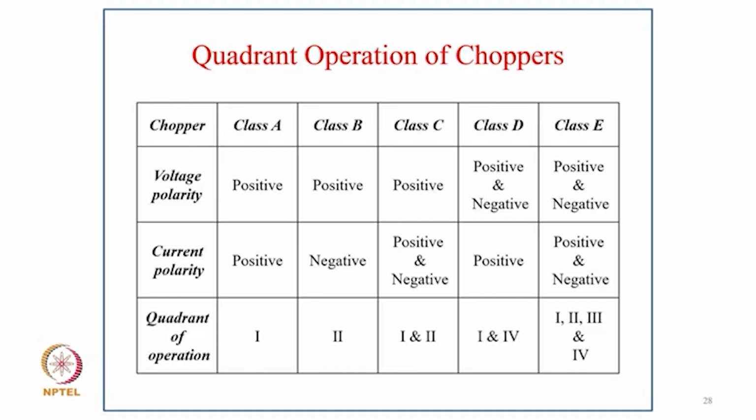Now coming to quadrant operation. In class A you have only positive voltage and positive current, in class B you have positive voltage and negative current, and in class C you have positive voltage and current can be positive or negative. So you can have 2 quadrants, first and second, as discussed. Class D has positive and negative voltage, but current will be positive, so you can have first and 4th quadrants. And class E chopper can operate in different ways, with positive or negative voltage and positive or negative current, so you can have all 4 quadrants, 1, 2, 3, 4, of operation.